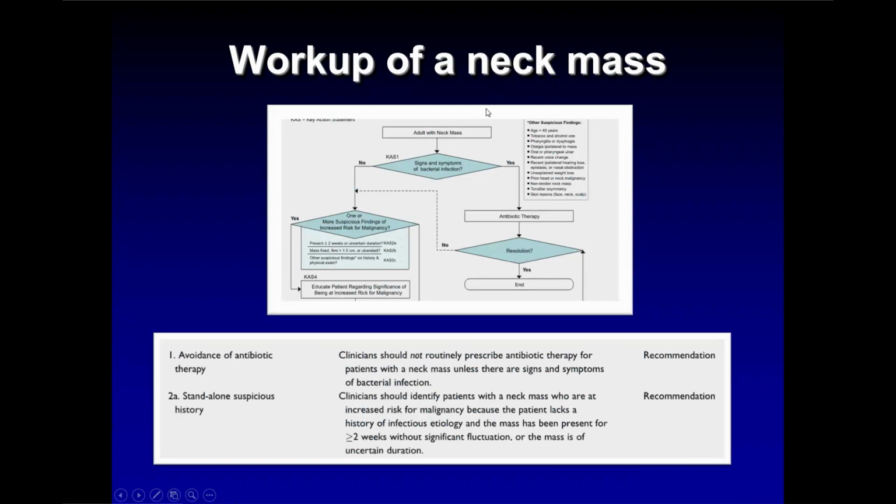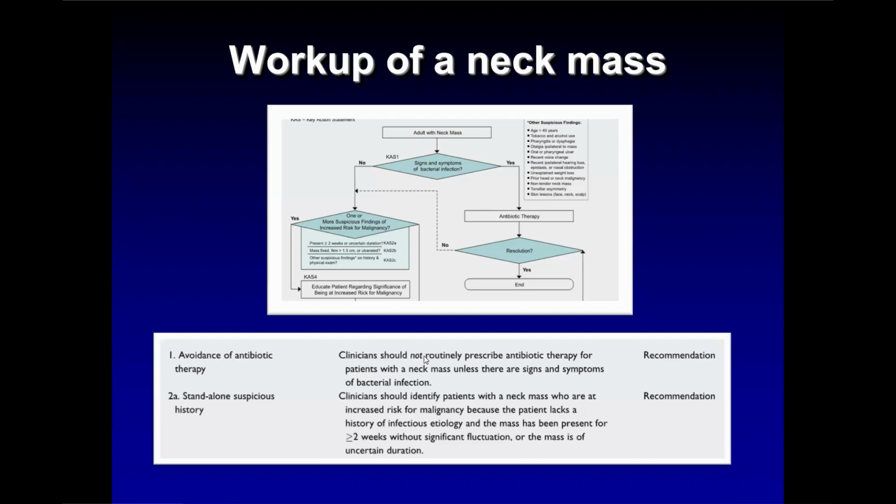So we begin with an adult with a neck mass, and the first thing you want to identify is signs and symptoms of a bacterial infection. You really want to avoid antibiotic therapy for patients with a neck mass unless there are signs and symptoms of a bacterial infection. So this could include an upper respiratory infection or something of brief duration. I noticed a neck mass that's been present for a week and a half, 2 weeks, and it was accompanied by a sore throat or ear pain. And I think that's a reasonable way to start with antibiotics.